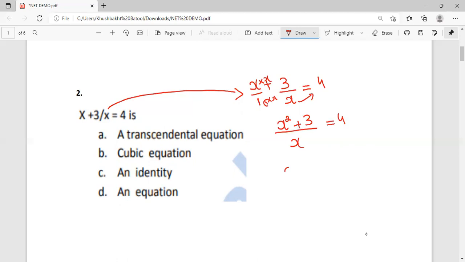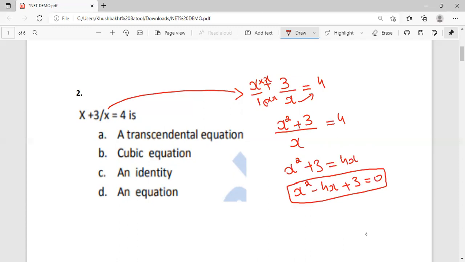So we have x squared plus 3 equals 4x. So this is x squared minus 4x plus 3 equals 0. All right, so this is our equation actually. And this is a quadratic equation, right? We know that because the highest power of x in this case is 2, which implies that it is a quadratic equation. If the power was 3, this would have been a cubic equation. If the highest power was 1, this would have been a linear equation, right? So let's just look at the options.